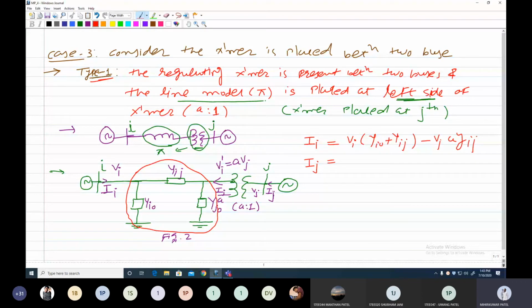Similarly, can anyone help me to write down the equation for Vj? Here we have current Ij by A. So first we will write the simple equation, then multiply by A. So what is the equation for the current injected by the jth bus for this network?